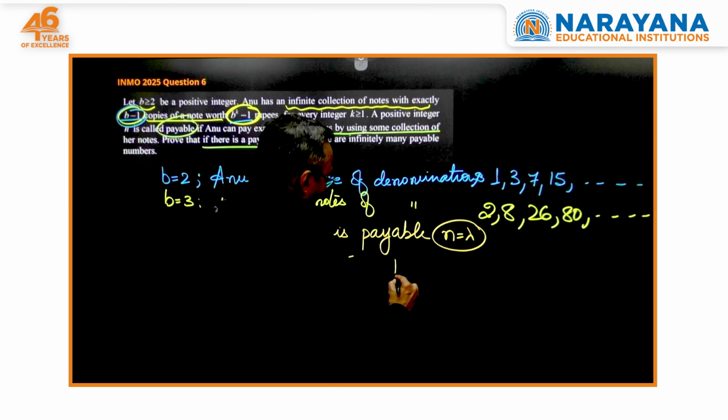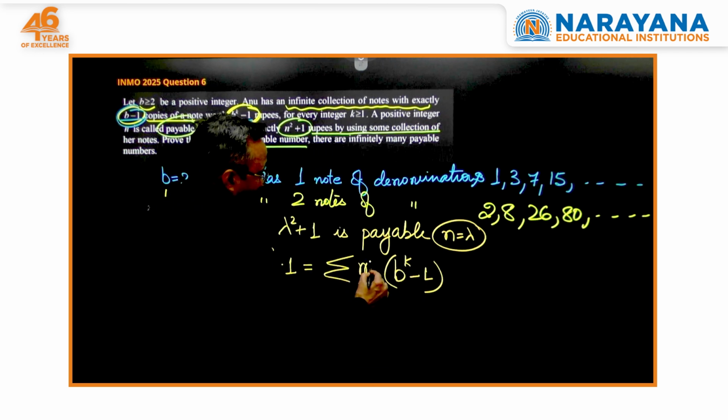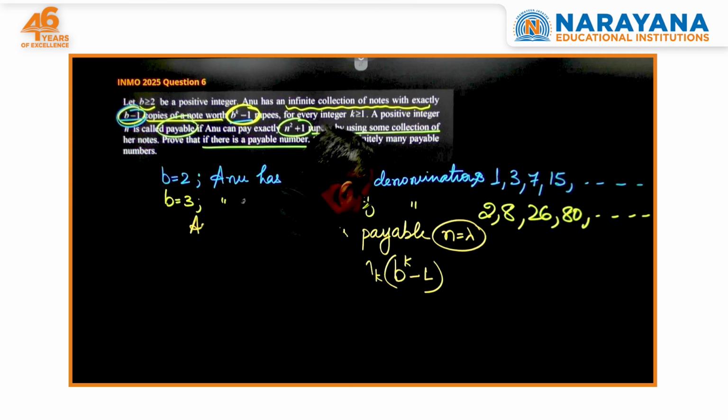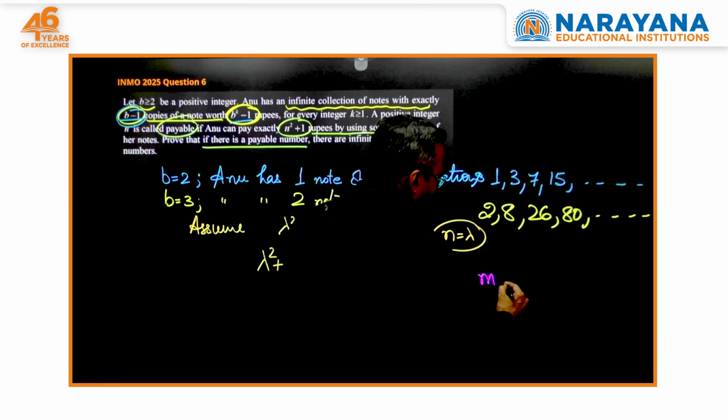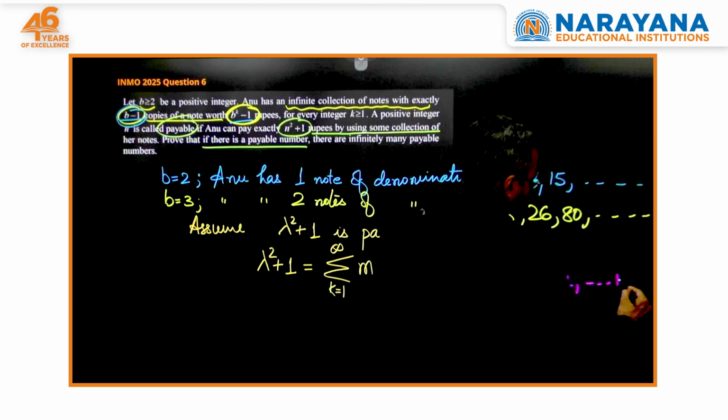So I would say the sum of B to the power k minus 1 times mk, where k takes values from 1 to infinity, but your mk is not open-ended, it can be 0. Try to understand.